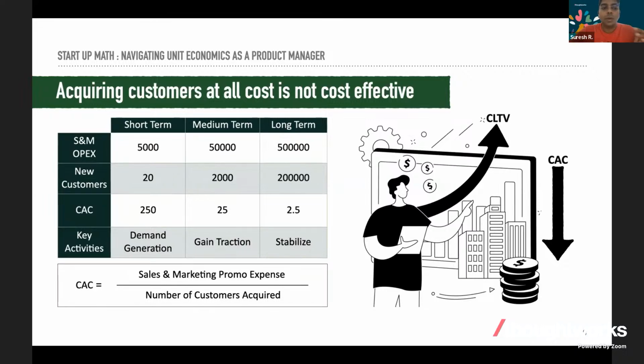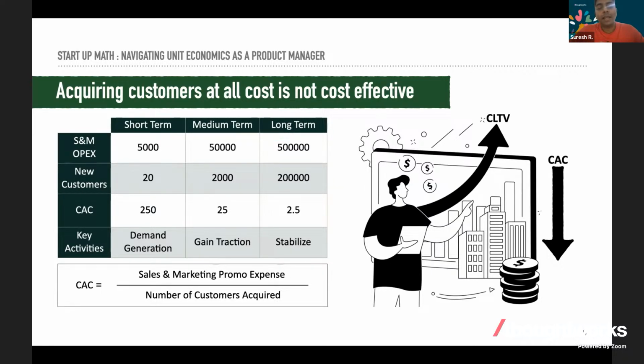Okay. So as we see here, in the short term the organization is spending $5,000 on sales and marketing expense, and with that $5,000 only 20 new customers have been obtained during that period. Let's say short term is the first 3 months of the product launch. So in 3 months, I've spent $5,000 on marketing and sales campaigns, and as an outcome of it, I've acquired 20 new customers who have onboarded our application.